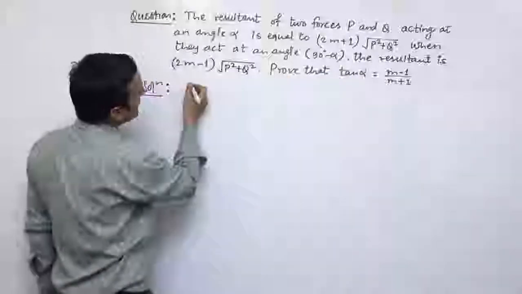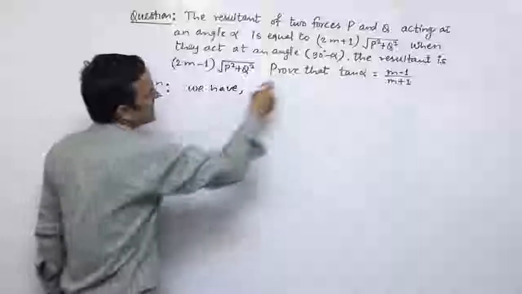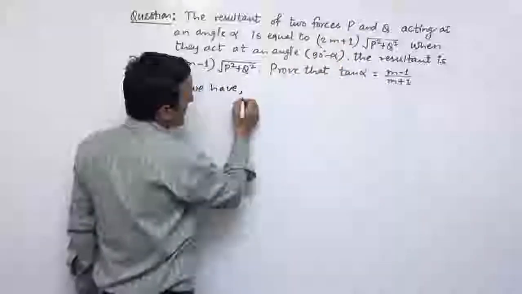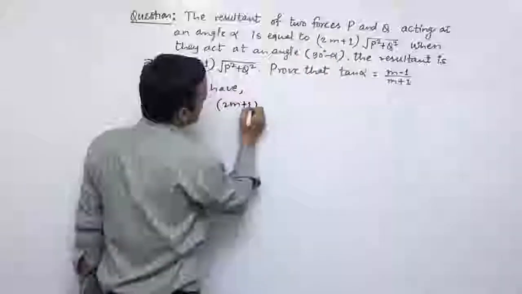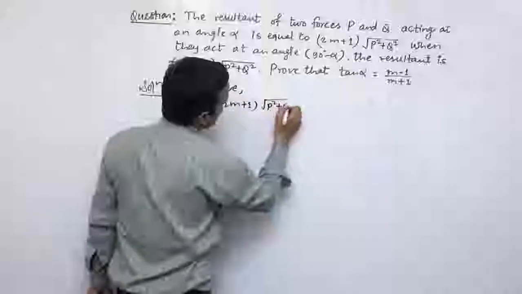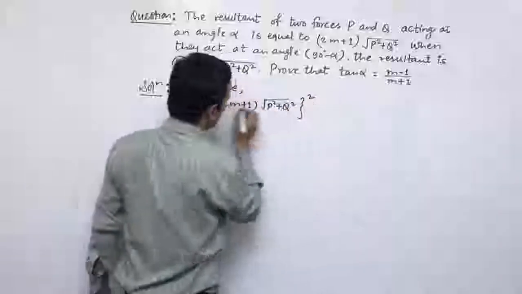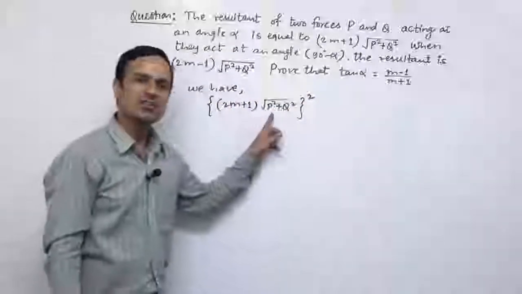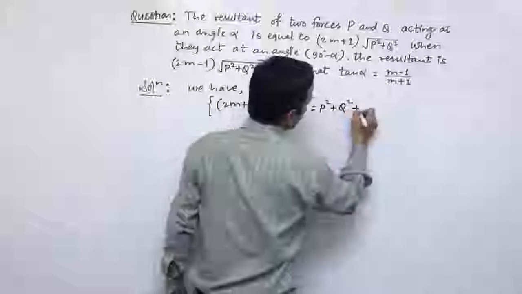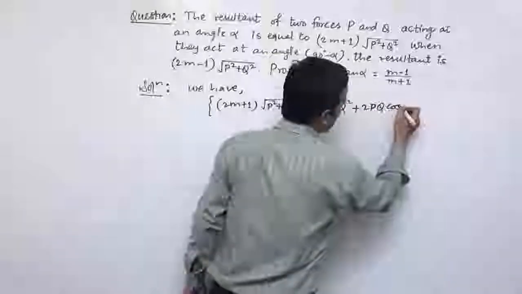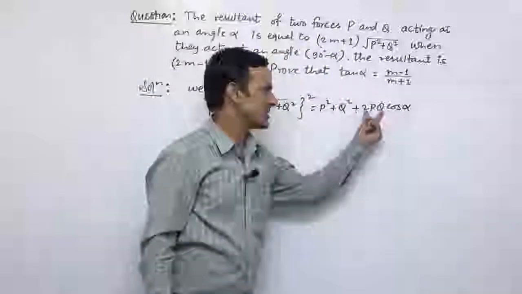So let's see, the resultant is this one. Write down 2m plus 1 root under p square plus q square. So this is the resultant. Make it whole square. This is r square, the resultant, and it is p square plus q square plus 2pq cos alpha, where the angle between them is alpha, which is given here. Two forces P and Q.